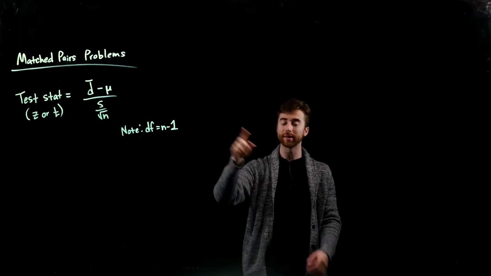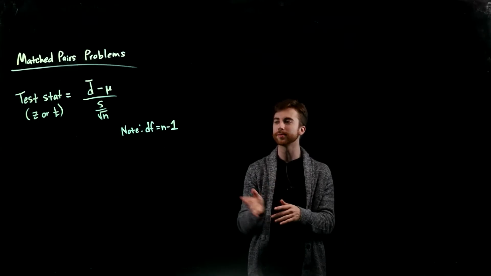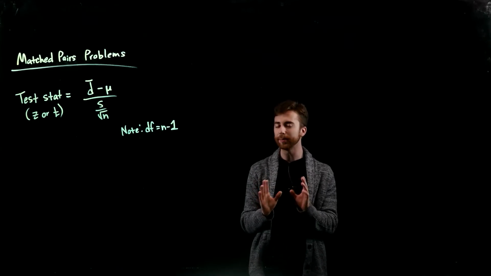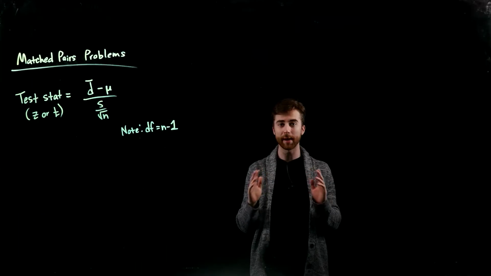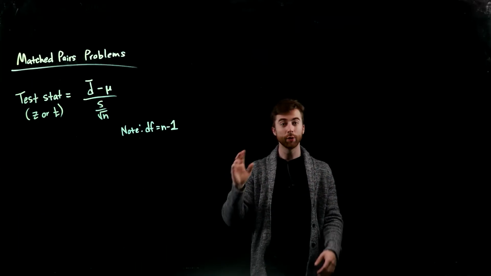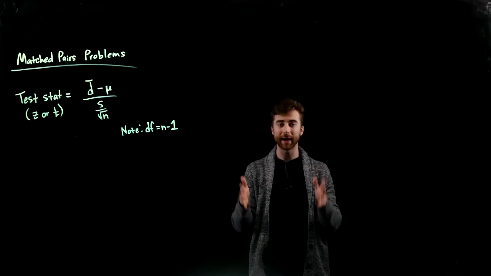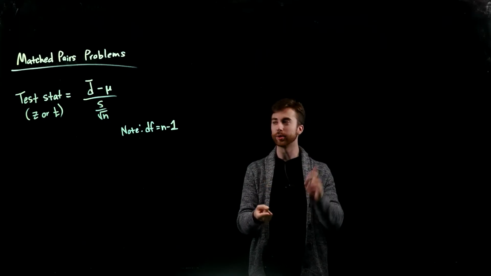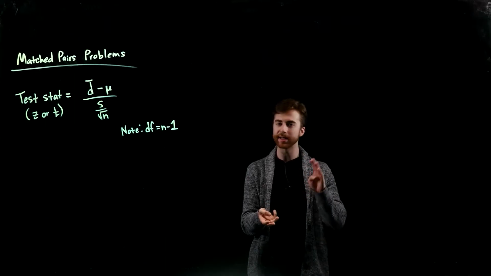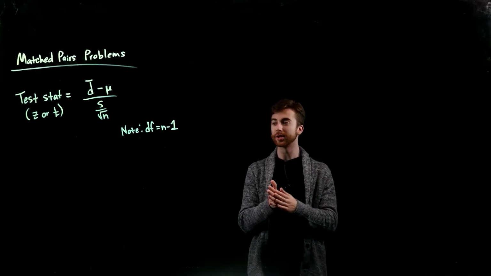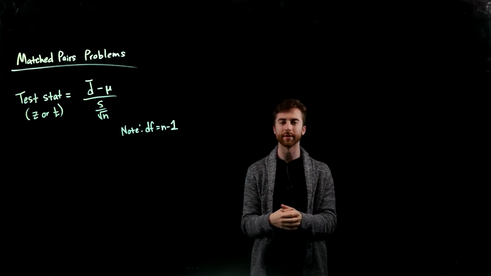And then finally, one thing I want to point out is that for these types of problems, the degrees of freedom is going to be what you might be used to from before, which is simply n minus 1, because in these problems we don't have n1, n2, mu1, mu2, since it's a matched paired sample on one group. So it is just going to be one n, one s, one mu, and so on and so forth. So it's the same degrees of freedom formula that we talked about before.